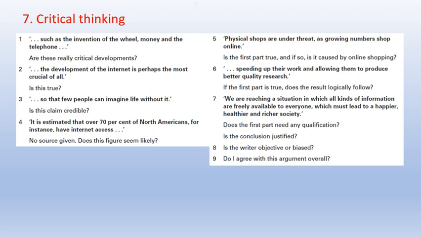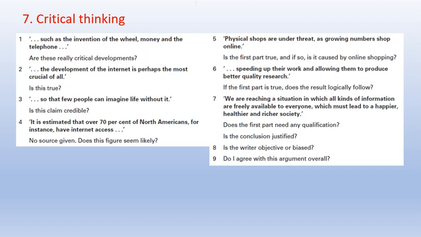Number four: it is estimated that over 7% of North Americans, for instance, have internet access. Source given. Does the figure seem likely? Is this figure correct? Move to point number five: physical shops are disappearing as growing numbers shop online. Is the first part true? And if so, is it caused by online shopping? So try to think critically, in depth.